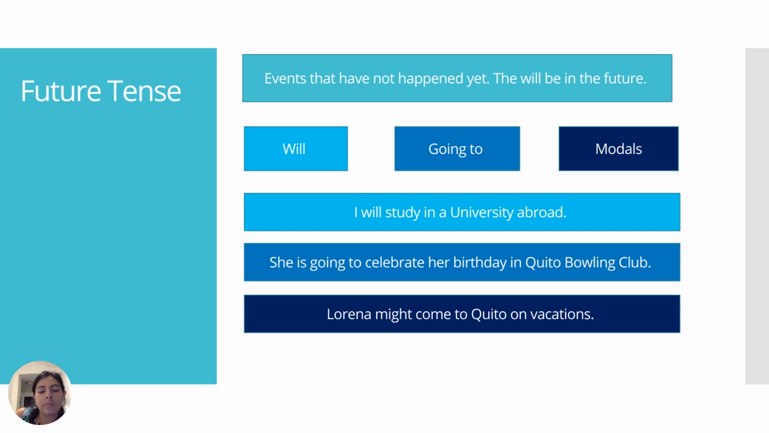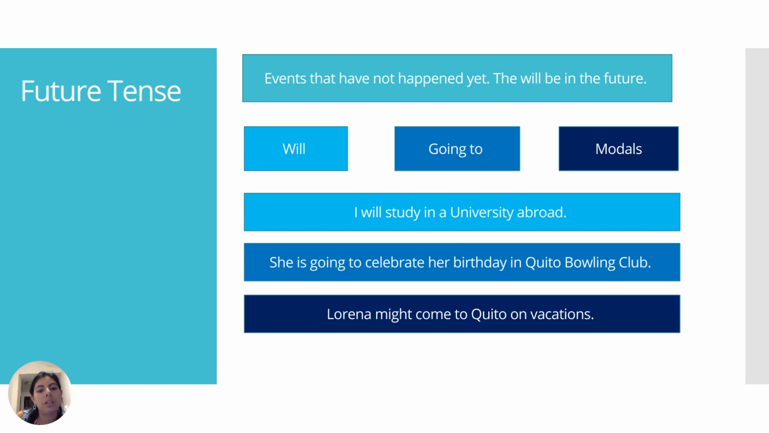So here, for example, when we talk about will: I will study in a university abroad. Maybe when I graduate from high school, something like that, I will study in a university abroad. It's an action that is going to take place in the future. Then we have also the going to, which is also the same.